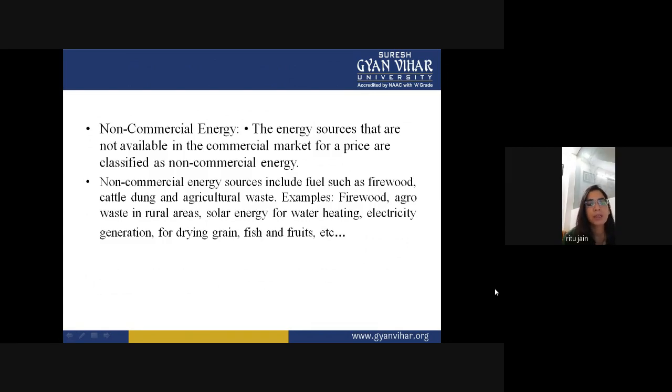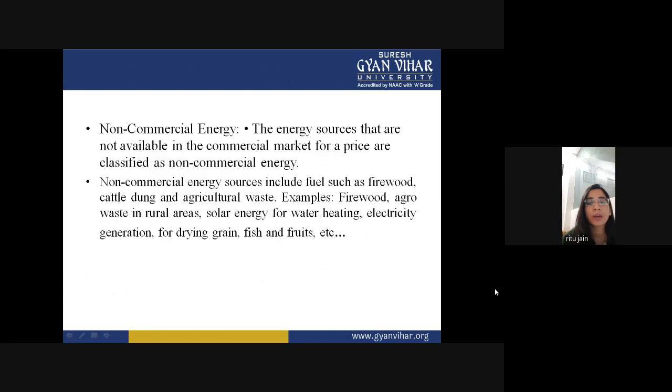Okay, so these are the fuel, or you can say energy sources, which you need not pay for. For example, if you want to generate electricity from a thermal power plant, you need fuel first, you need coal, and you have to pay for the coal.